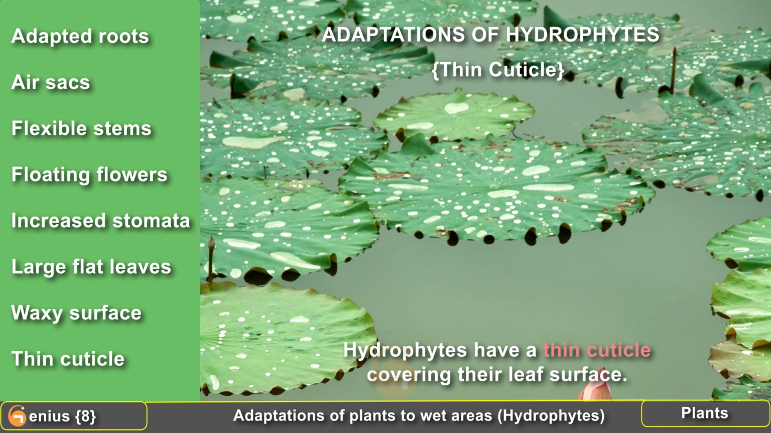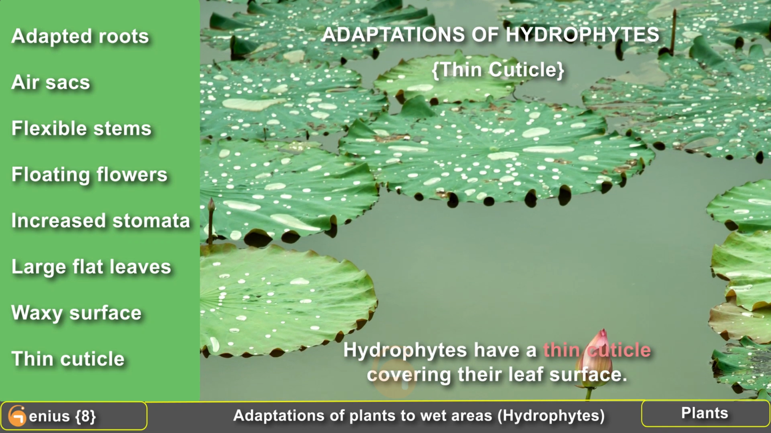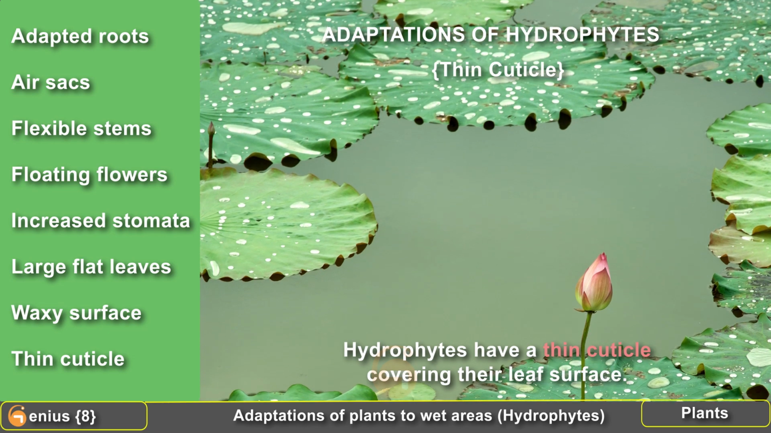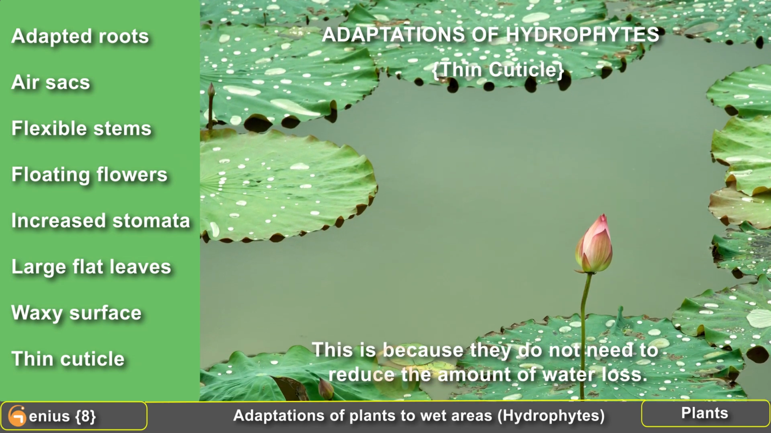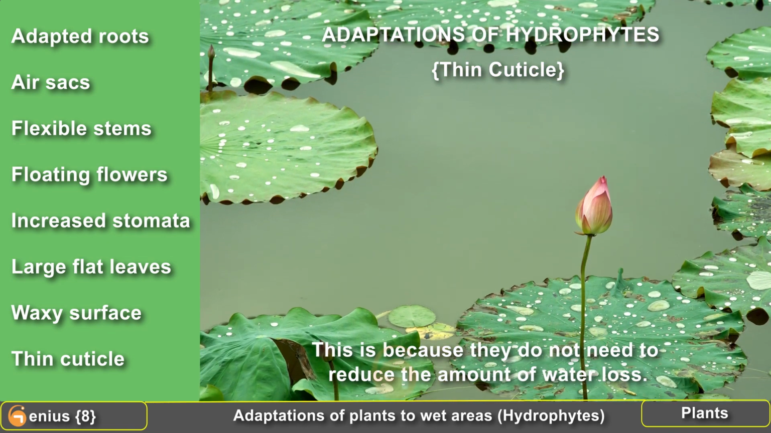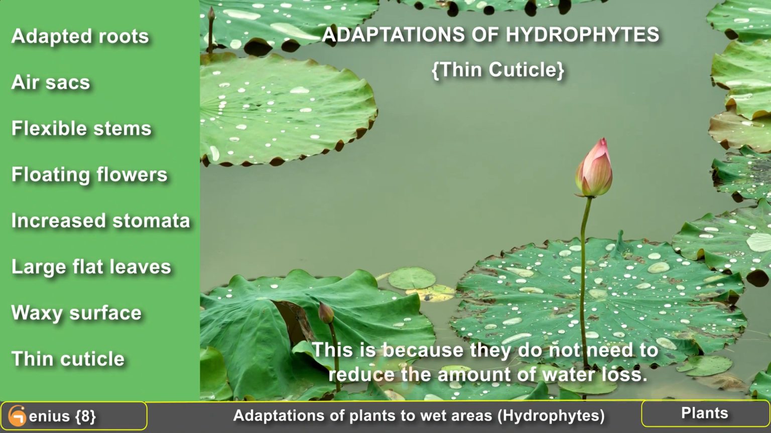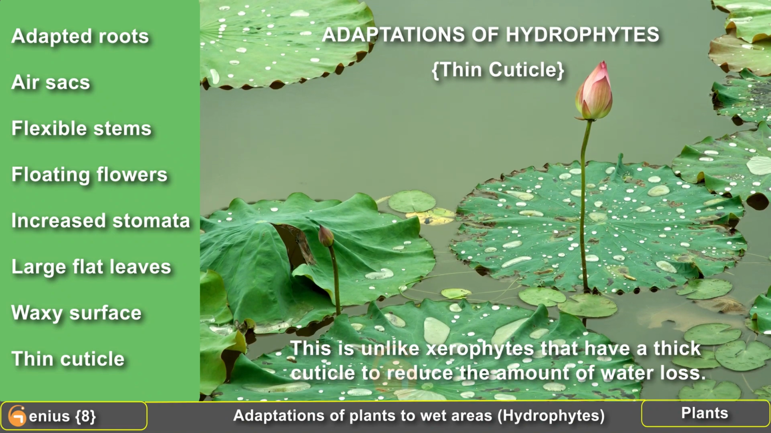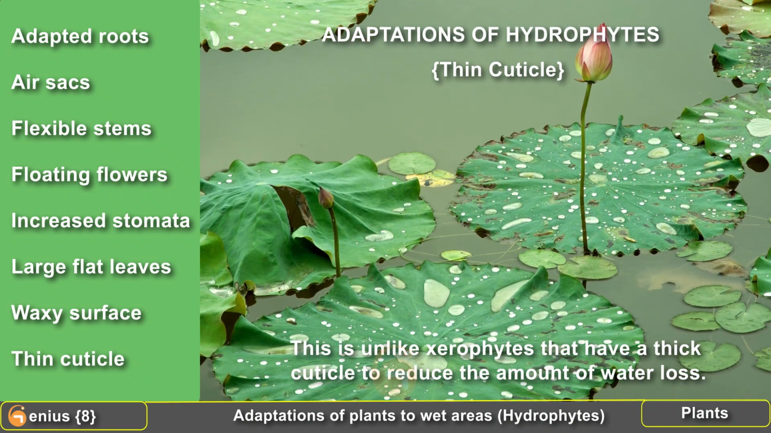Thin cuticle. Hydrophytes have a thin cuticle covering their leaf surface. This is because they do not need to reduce the amount of water loss. This is unlike xerophytes that have a thick cuticle to reduce the amount of water loss.